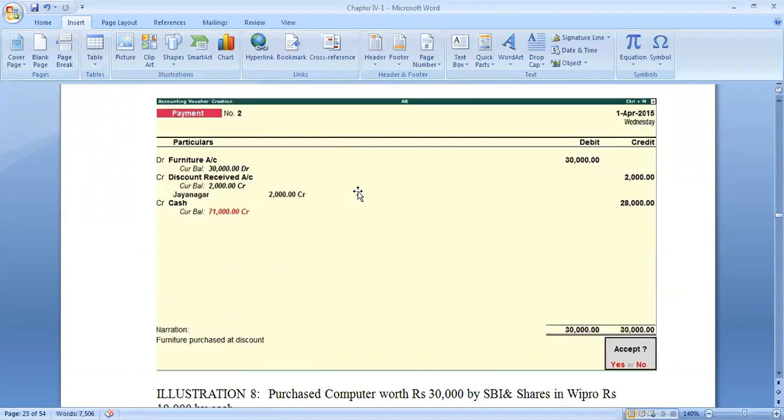Make sure that before making any type of voucher entry, you have already created the ledger account and the grouping is done. Unless the ledger and the grouping are done, a voucher is impossible. So debit furniture, credit, and in the Tally software, in the beginning it is going to give the credit information, then it appears with the debit information.